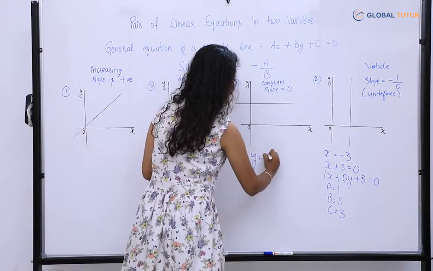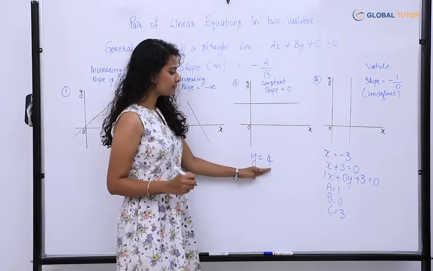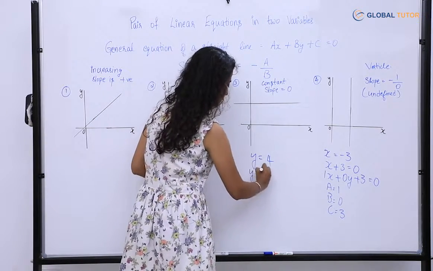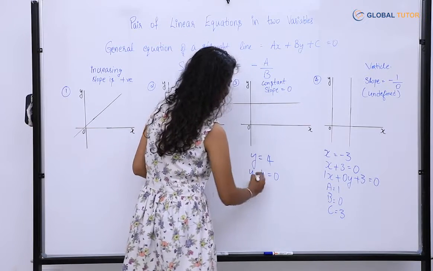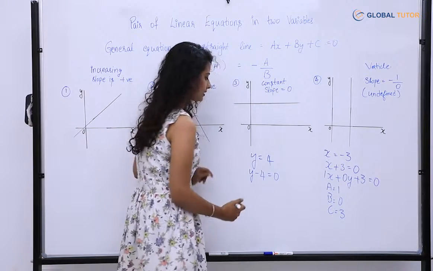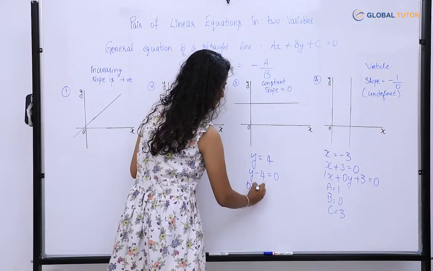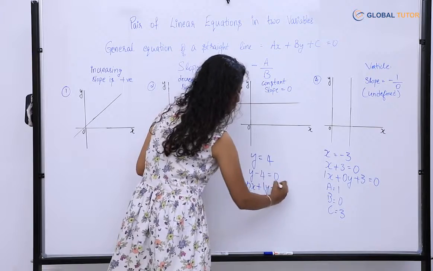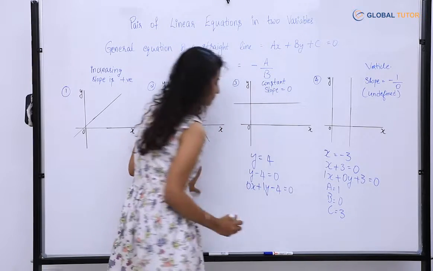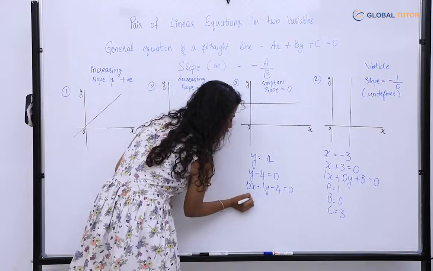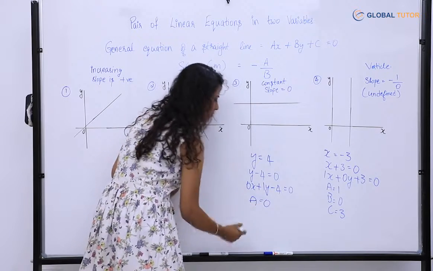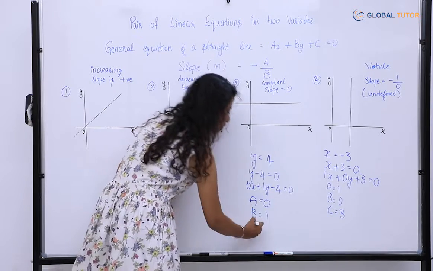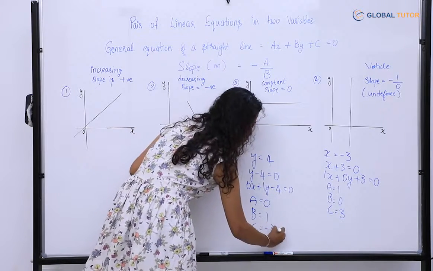Y is equal to 4. So if we have to write this on a graph, let us shift 4 this side. So this becomes y minus 4 is equal to 0. So how do we write this? There is no x factor. So this becomes 0 into x plus 1 into y minus 4 is equal to 0. Here value of a is 0, value of b is 1 and value of c is minus 4.